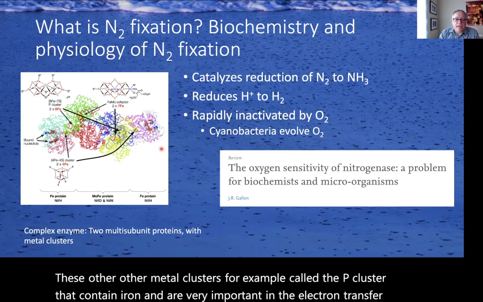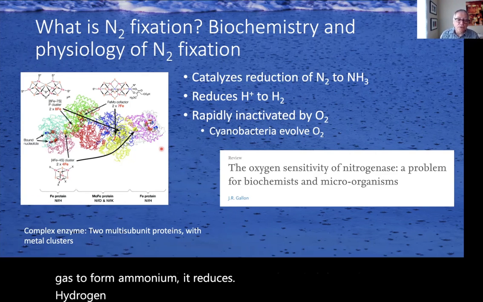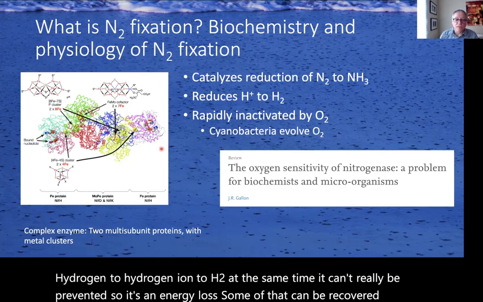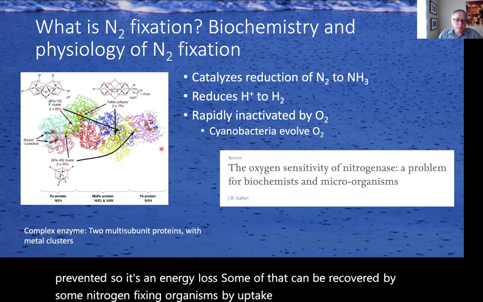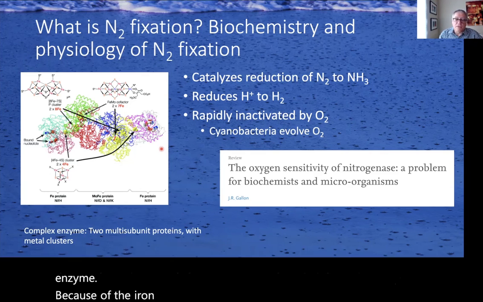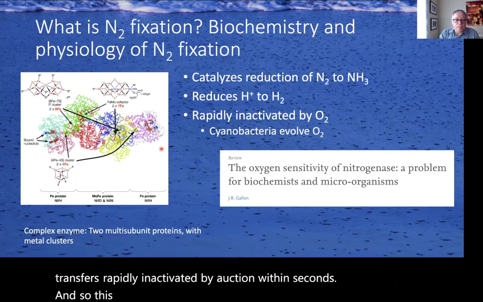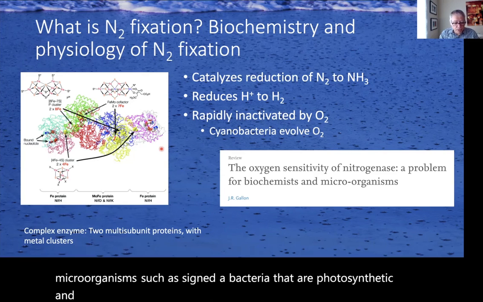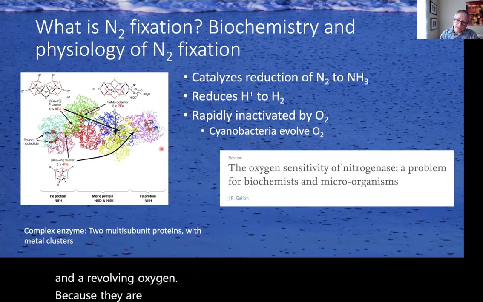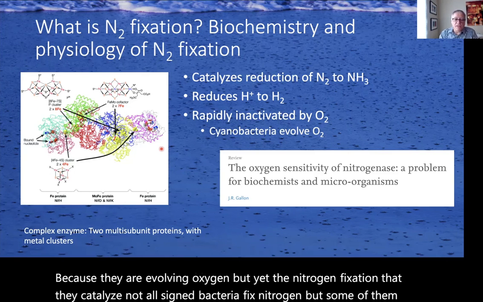So this is the enzyme that actually catalyzes the reduction of nitrogen gas to form ammonium. It reduces hydrogen ion to H2 at the same time, and it can't really be prevented, so it's an energy loss. Some of that can be recovered by some nitrogen-fixing organisms by uptake hydrogenases. But the important thing for our discussion here today is that this enzyme, because of the iron-sulfur centers and the need for electron transfer, is rapidly inactivated by oxygen within seconds. And so this presents an interesting paradox for some microorganisms, such as cyanobacteria, that are photosynthetic and are evolving oxygen, yet the nitrogen fixation that they catalyze, not all cyanobacteria fix nitrogen, but some of them do, is so sensitive to oxygen. How can this be?